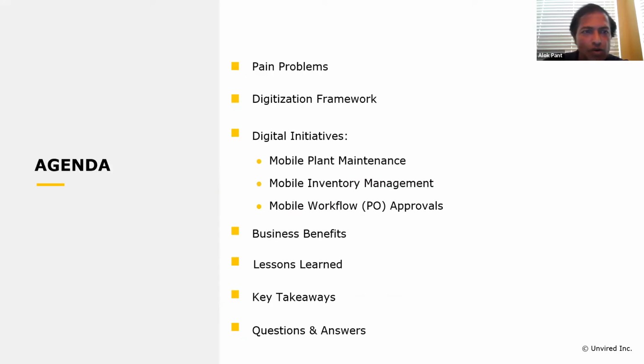Okay, so let's have a quick look at the agenda. So we'll go over the pain problems. When I say we, it's mainly Jim today. We'll have the customer speak here. Jim will share his digitization framework and talk about 3 initiatives they have rolled out. But the focus today, of course, is mobile plant maintenance. But they've also deployed mobile apps for inventory management, for PO approvals, and also for workflow approvals and inventory management to track the material against their capital expenditures. So Jim will be sharing that. He'll discuss business benefits, lessons they have learned, key takeaways, and of course, we'll do Q&A.